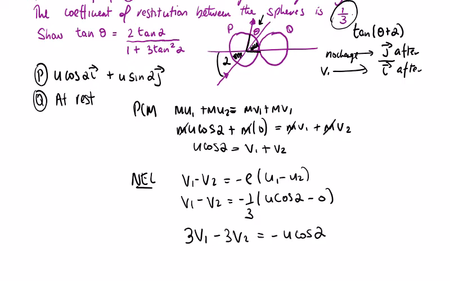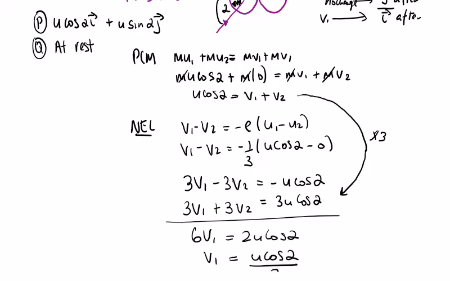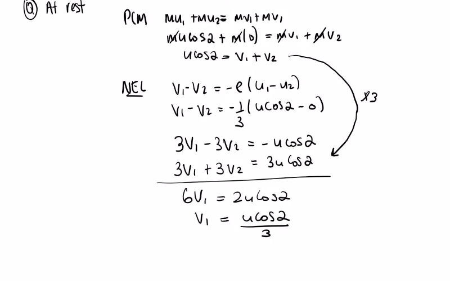So we want v1 in this question. If we multiply this one by 3 and bring it down, we're going to get 3u cos alpha is equal to 3v1 plus 3v2. So that's going to give me 6v1 is equal to 2u cos alpha. So v1 is equal to 2 over 6, or u cos alpha over 3, or 2 over 6 if you want to write it that way.